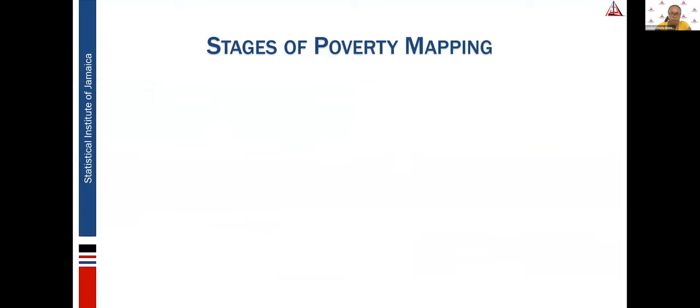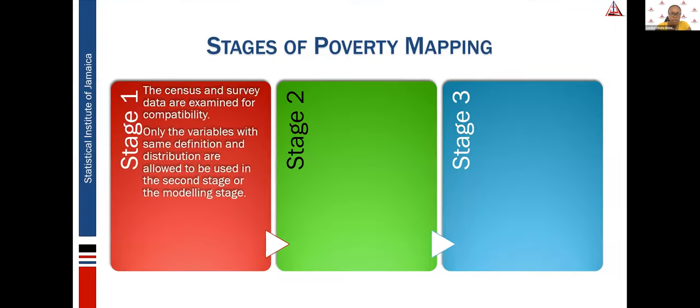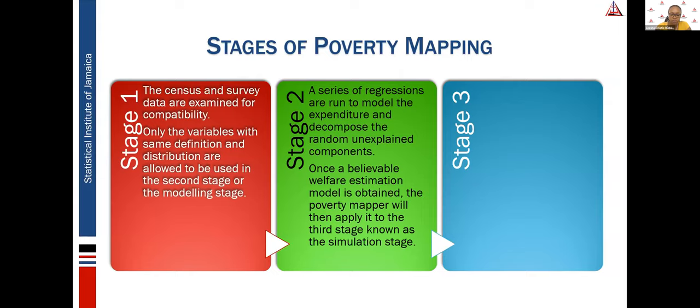In terms of the stages of poverty mapping for us, there were three stages. In stage one, we looked at the data sets for both the census and the survey to try and identify the level of compatibility between both data sets. Only the variables with the same definitions and distributions were allowed to be used in the second stage, the modeling stage. In stage two, we ran a series of regressions to try and estimate expenditure and to decompose random unexplained components.